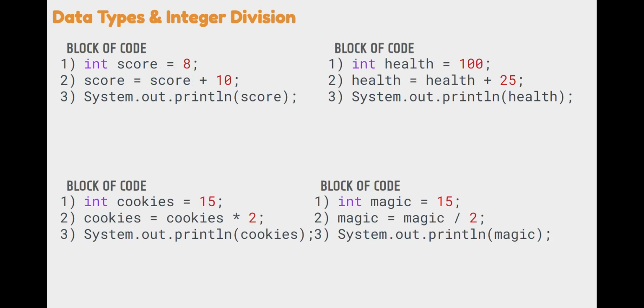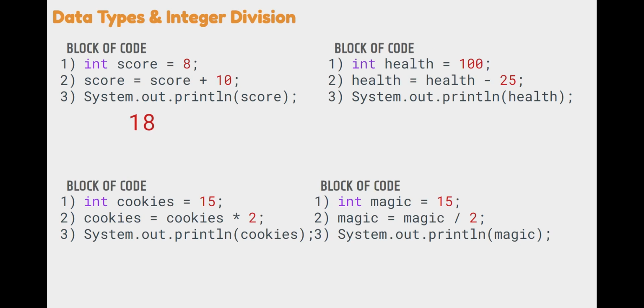On the top left, we have int score is equal to 8. We have score is equal to score plus 10. What do you think the value of score will be when we print out score? That's going to be an 18 because score was 8. We added 10 to it and it became 18. So by the time we print it out, score will have an 18 in memory.